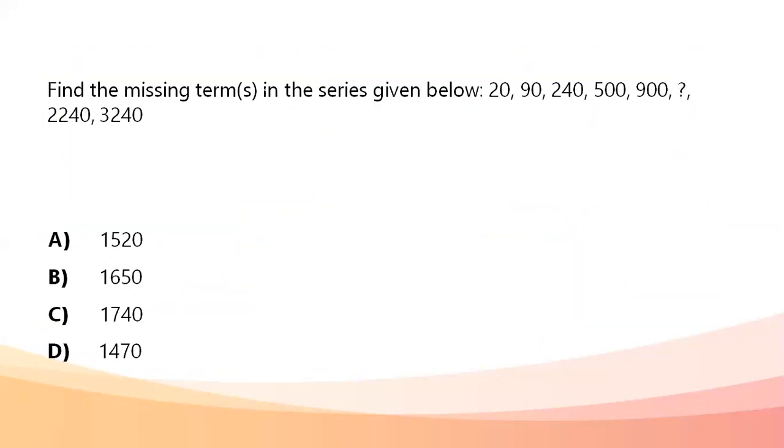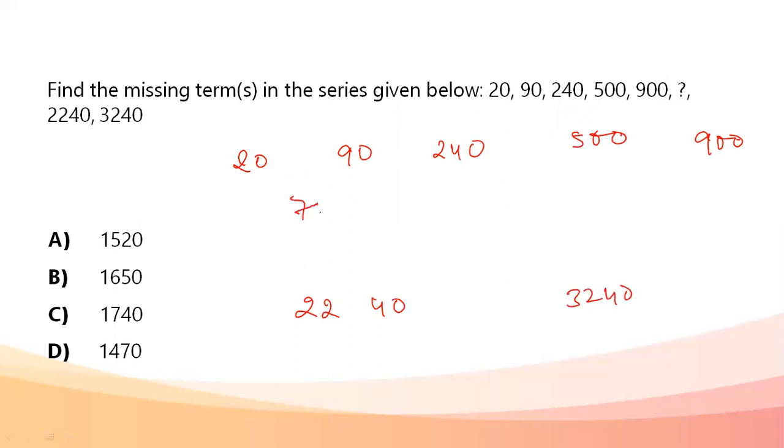Next, find the missing term in the given series: 20, 70, 240, 540, 900, question mark, 2240 and 3240. Okay. The first step that we usually do, as soon as we have a problem, is we try to check for the difference. We try to check what the difference is between the numbers. Here the difference is 70. Next difference is 150.